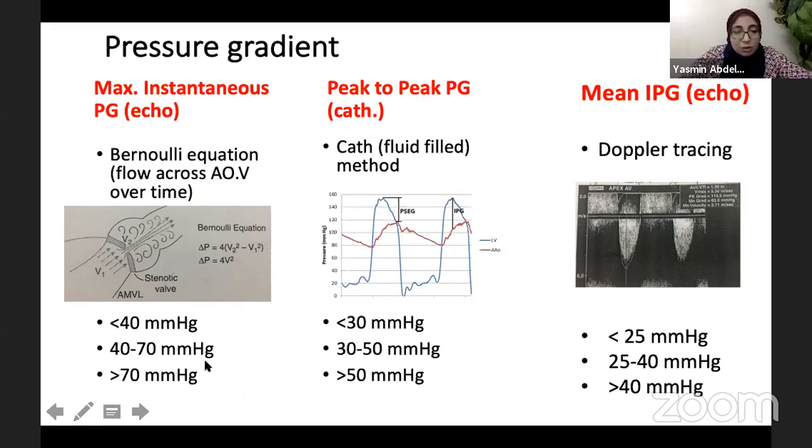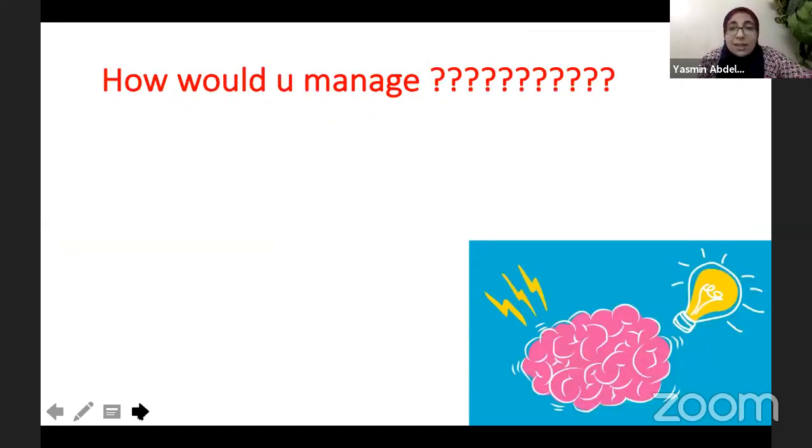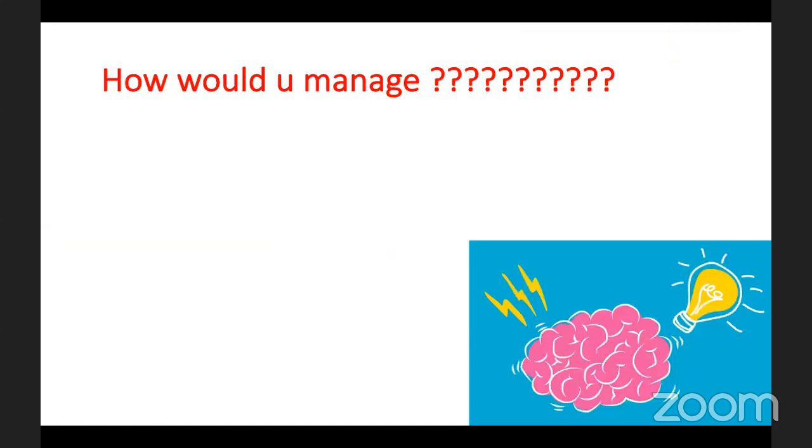By echocardiography, less than 40 is considered mild, 40 to 70 moderate, more than 70 is severe. Yet inside the cath lab, it's completely different: under sedation, under anesthesia, the peak-to-peak gradient is much less, or 10 to 20% less. Less than 30 is mild, 30 to 50 moderate, and more than 50 is severe. I think that's enough for this slide, and then we will do some brainstorming. How would we manage each patient?